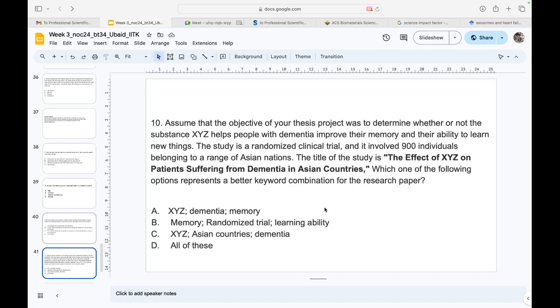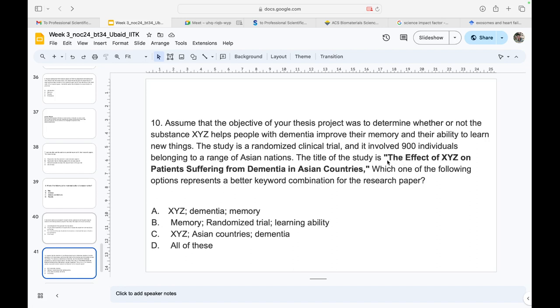Option B, sir. Reason? Because all the other keywords are there in the title. Yes, XYZ and dementia are in the title, but memory, randomized trial, learning ability are not in the title. So this is helpful. For example, if there are no keywords, your article will be searched on the basis of only the title, the effect or dementia, Asian countries. So in that case, maybe the visibility of your article is less.